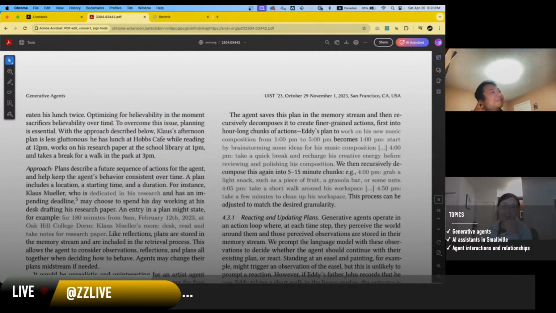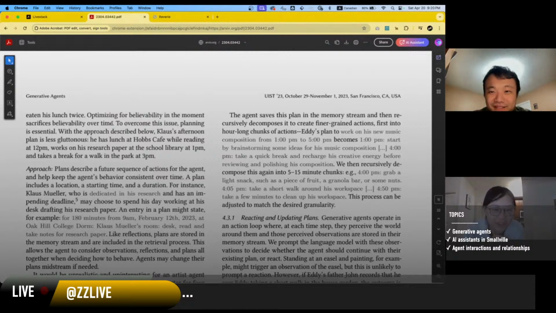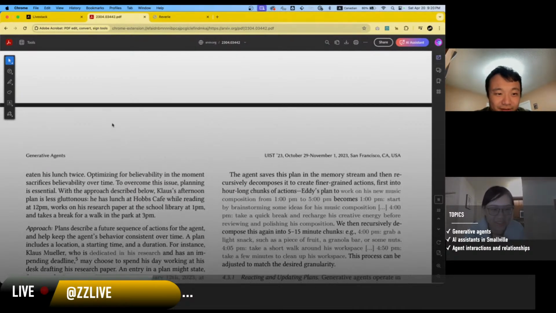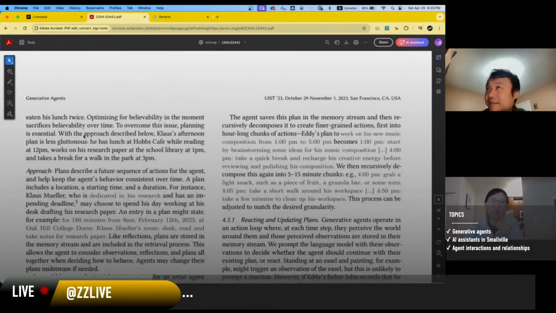Oh wow, I think this is the best quote in this paper. I think we have that problem too. Yeah. Okay, to overcome this, planning is essential. So maybe instead of planning for just the current scene, we might have to plan for another scene in advance.